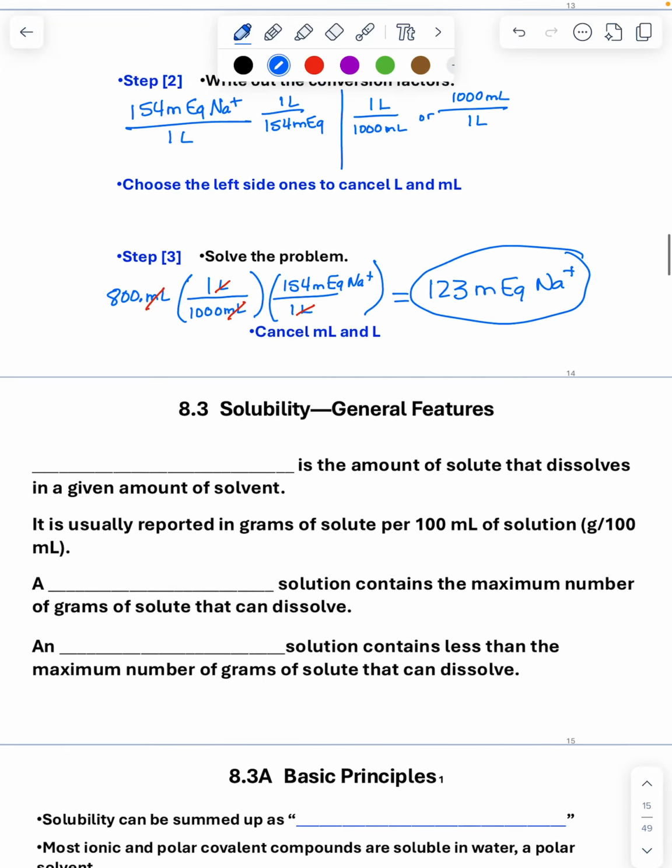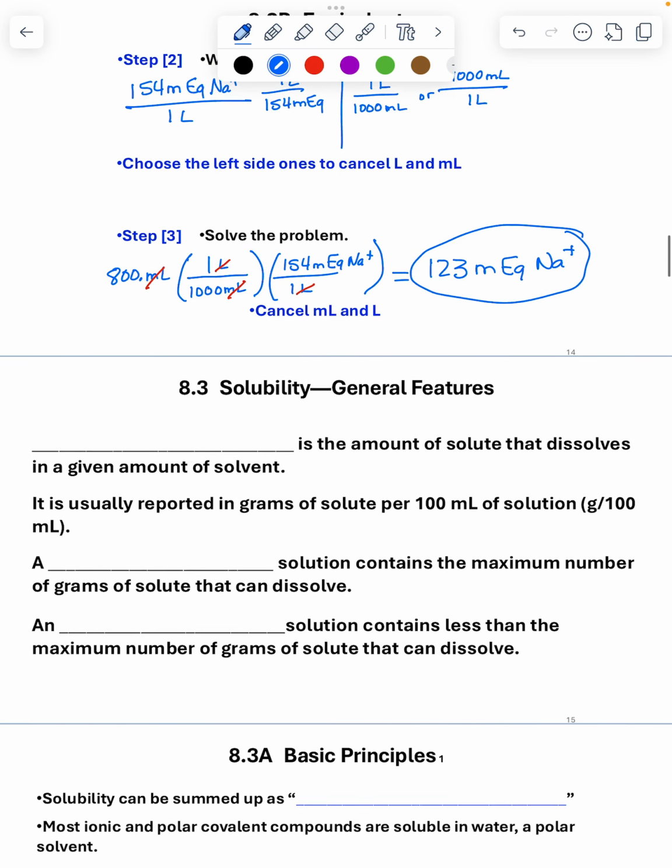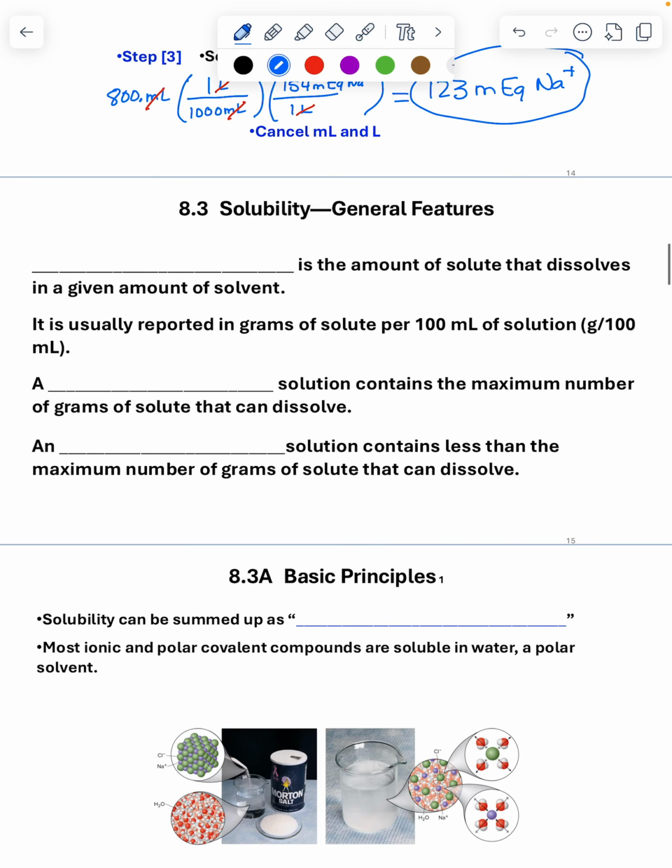All right, let's talk about solubility. So solubility is the amount of solute, remember that's the one in the lesser amount, that dissolves in a given amount of solvent. It's usually reported in units of grams per 100 milliliters. So keep that in mind, grams per 100 milliliters.